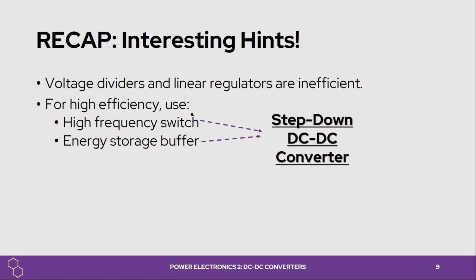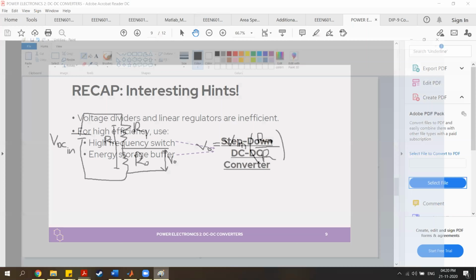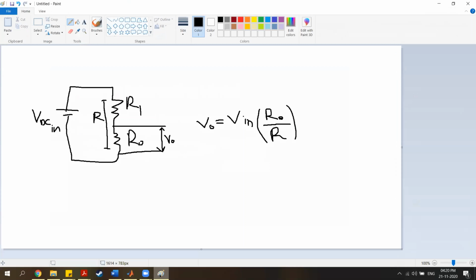A recap, interesting hints: the voltage dividers and voltage regulators are inefficient. I want to show you the voltage divider in Paint. This is the simple voltage divider. I just wanted to give you a hint to refresh your memory about it. This is the voltage DC input, and this is the voltage output. We take just 2 wires from this R node, and you get this transfer function.